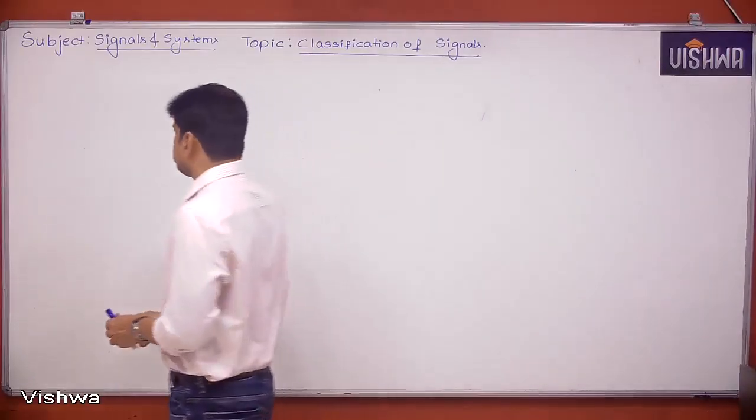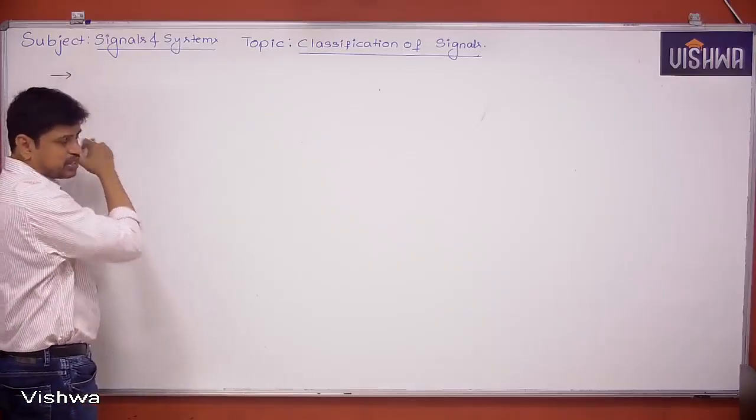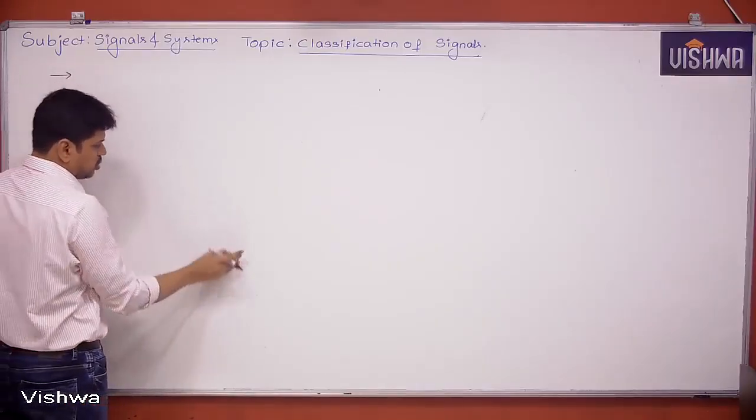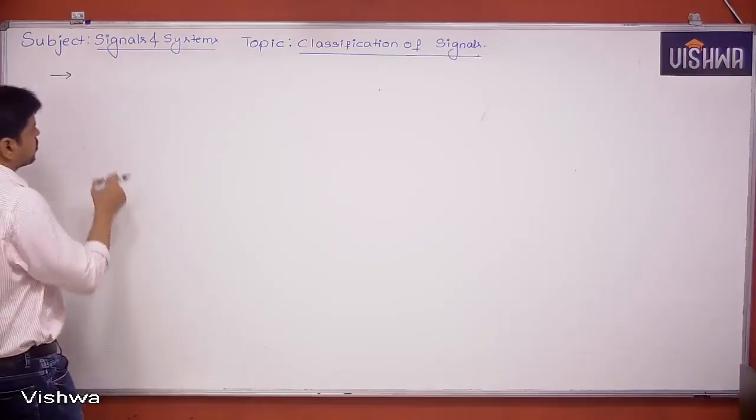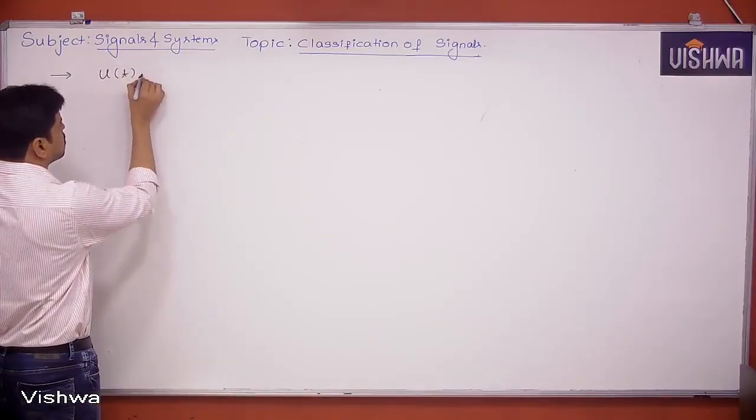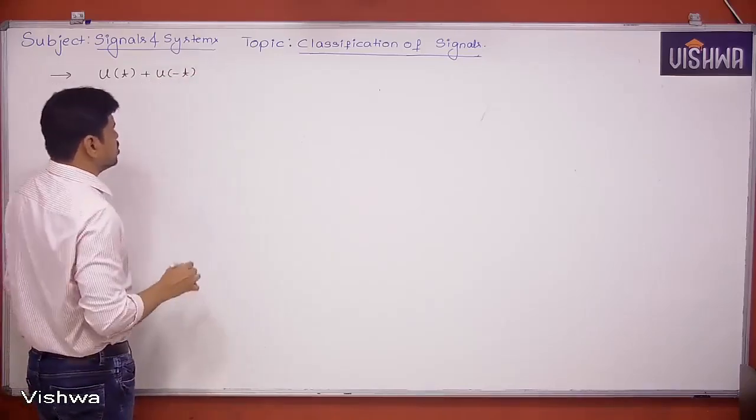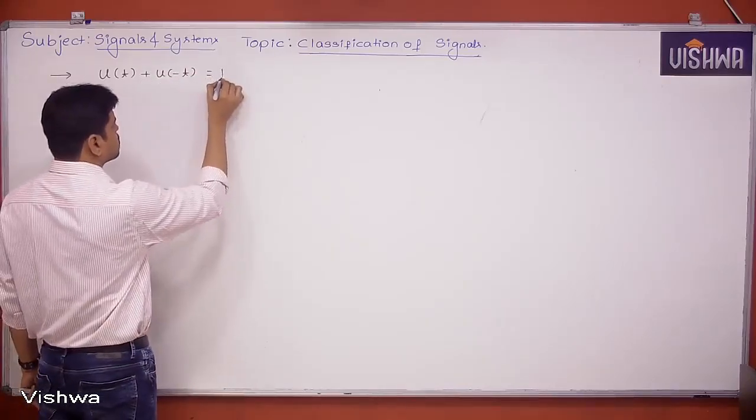Listen carefully. Some extra information, it is not related to this one because we are at the junction. If I say u of t plus u of minus t, what is it going to be? Its value is 1. How, sir?